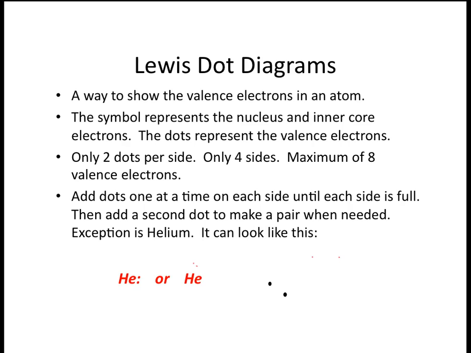The exception is going to be helium. Usually when we do helium, since it has 2 valence electrons, we would put 1 dot on one side and another dot on another. That would be our Lewis dot. However, since helium has 2 valence electrons and it is a noble gas, we are allowed to write it like you see in the box. No other element with 2 valence electrons would be able to be written this way. This would be the most appropriate way right here.